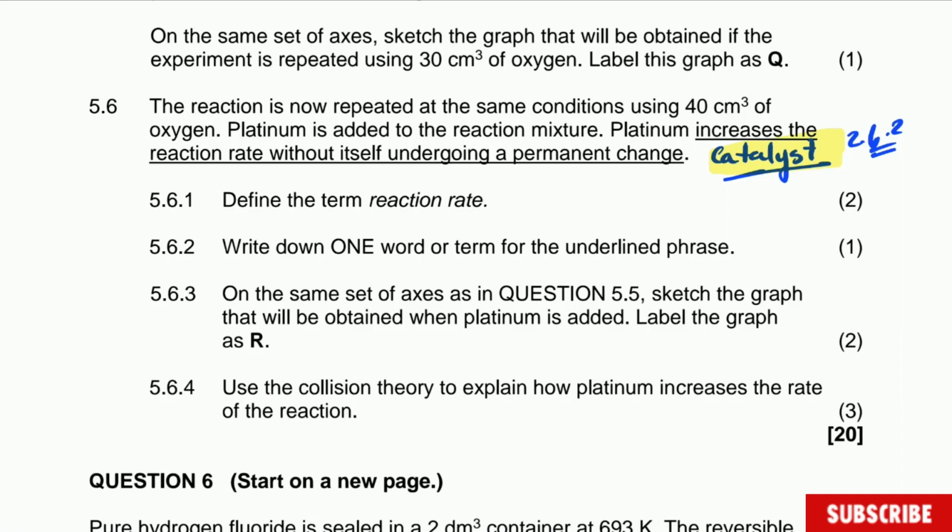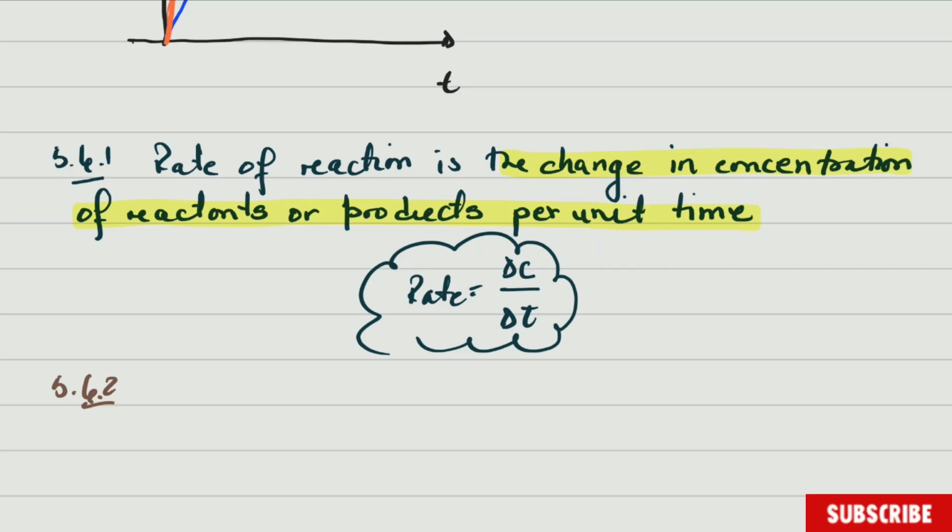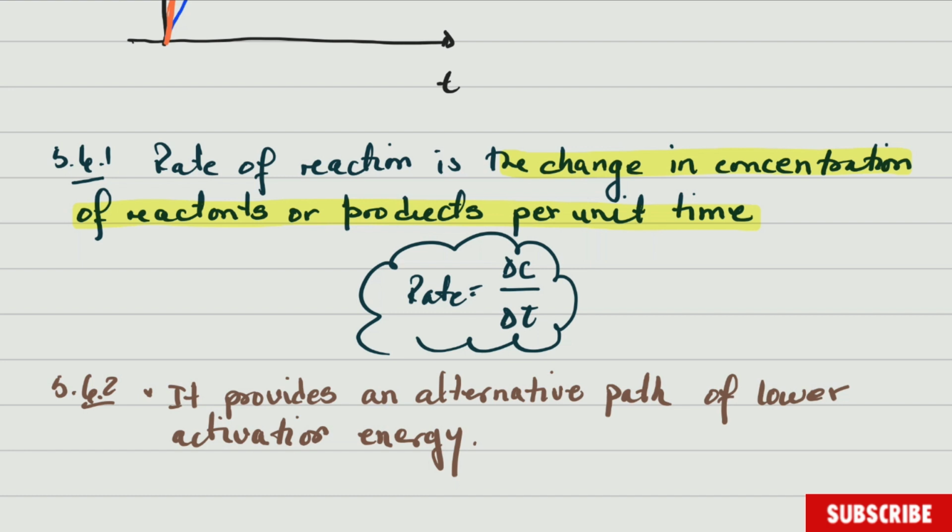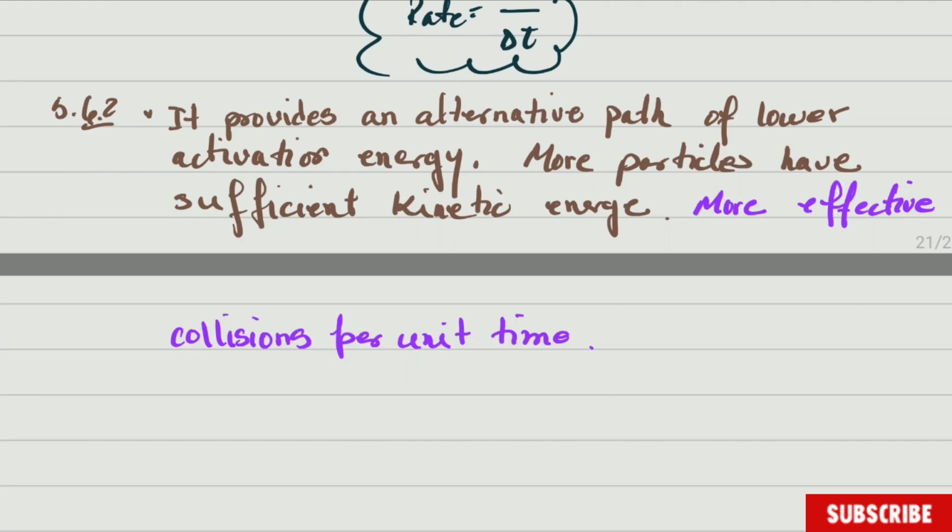And the last question says use the collision theory to explain how platinum increased the rate of the reaction. So what does a catalyst do all the time? A catalyst, the first thing to do is lower the activation energy by providing an alternative path. And therefore, if you have now less activation energy, less energy needed to start the reaction, there will be more particles which have now sufficient kinetic energy, and therefore more effective collisions per unit time.